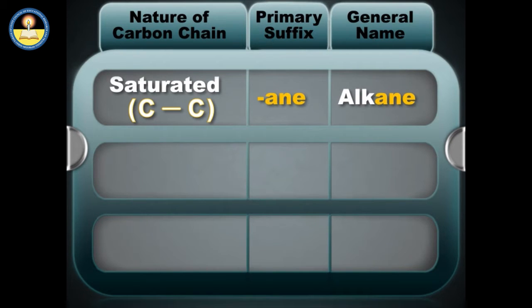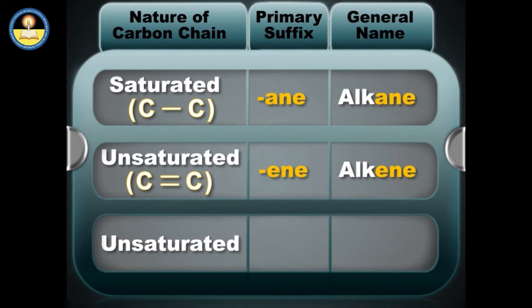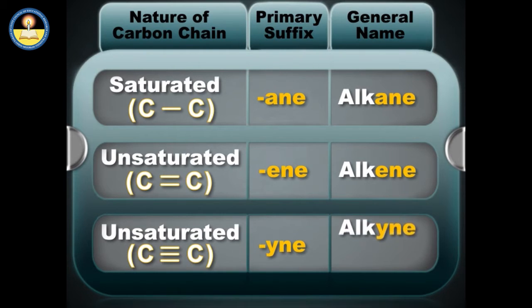If the nature of carbon atom is unsaturated, it means that there will be a double bond between carbon atoms. Primary suffix will be ene. General name of the compound will be alkene. If the nature of carbon atom is unsaturated, it means there will be a triple bond between carbon atoms. Primary suffix will be yne. General name of the compound will be alkyne.